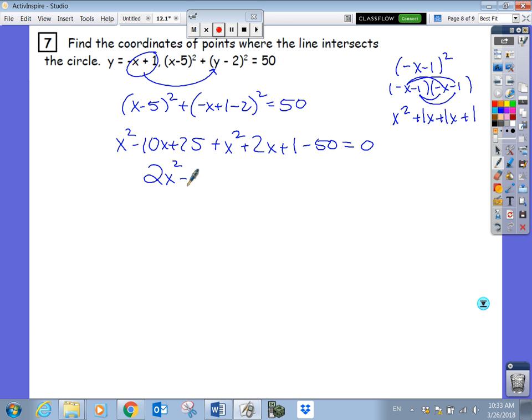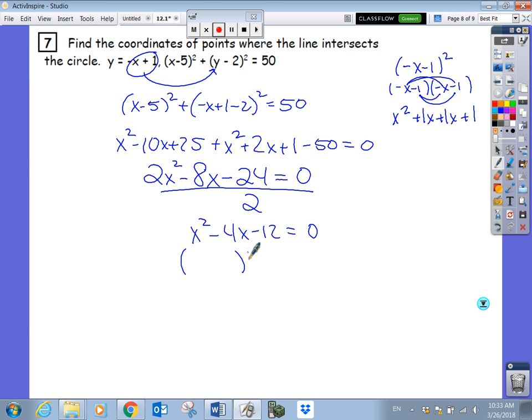2x squared minus 8x minus 24 equals 0. Because it's an equation, and we have a 2, an 8, and a 24, again, we can divide. Only because it's an equation can we do that. X squared minus 4x minus 12 equals 0. And now we can factor. Now we need factors of 12 that give us 4, which is 6 and 2, a minus 6 and a plus 2. So x equals 6 and negative 2.